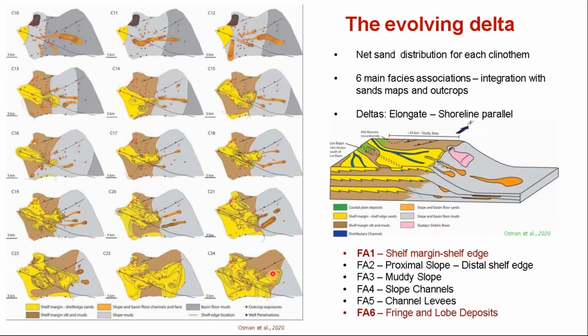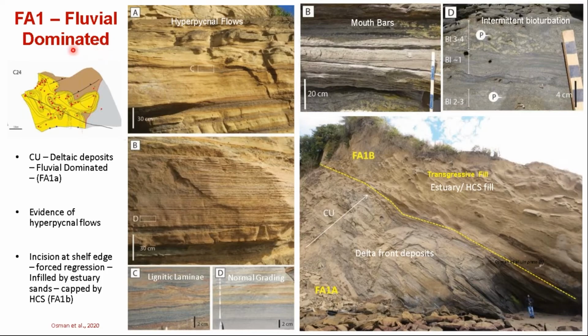delta. So we look at FA1, which is our shelf margin, our shelf edge, some of the facies from this to illustrate some of the fluvial dominance, as well as some of our deeper water facies. So from outcrop observations, you can log about 240 meters on the south coast of Trinidad, and these correlate likely to our youngest clinoforms, C22 to C24.